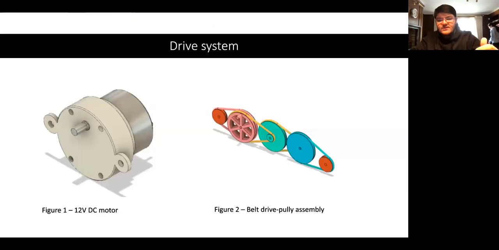The drive system is run by a geared 12 volt motor that has a rotational velocity of 3 revs per minute, powered by 6 AA batteries. Moreover, torque is transmitted using a belt drive, as shown in diagram 2.